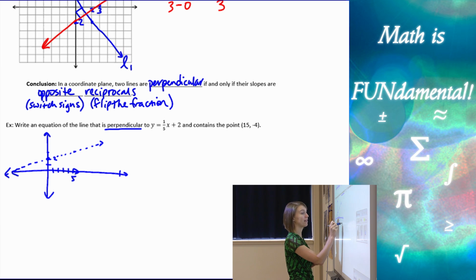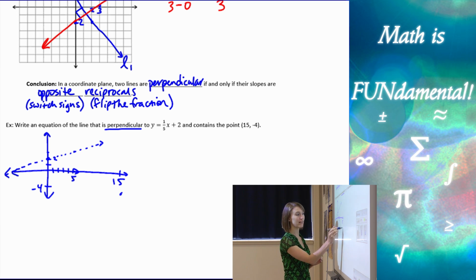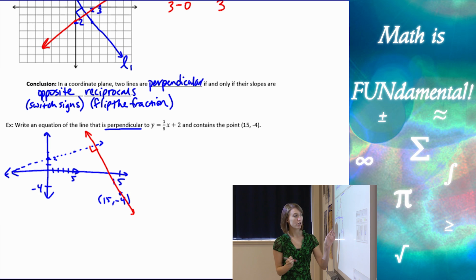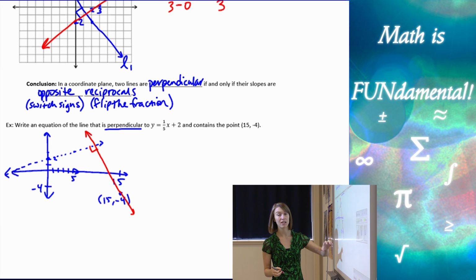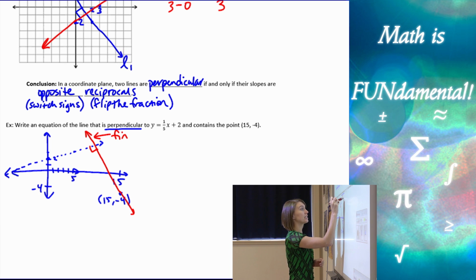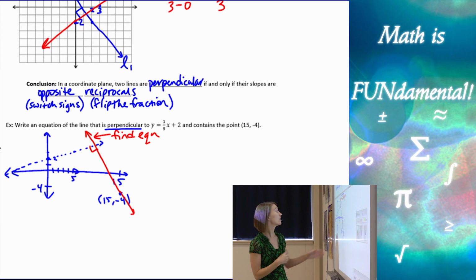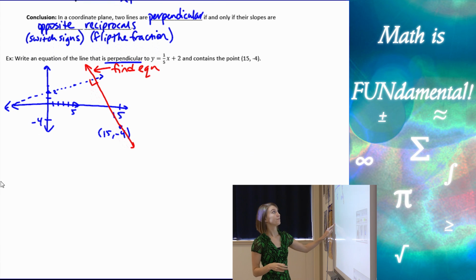Okay, so if I go all the way out here, again, I'm just going to sketch this really quick, to 15 and down to -4, I have to contain this point here, 15, -4, and I need to find the equation of the line that's perpendicular to our original line going through this point. So I need to find the equation of that line. So here, find the equation. Now graphically that might be a little difficult, so we're going to do it algebraically.